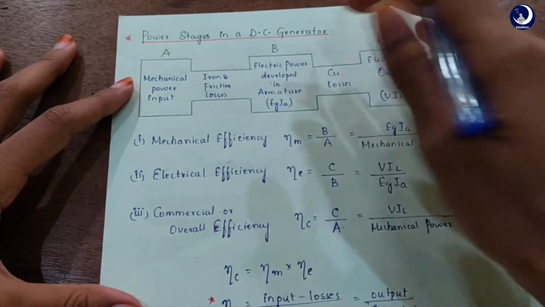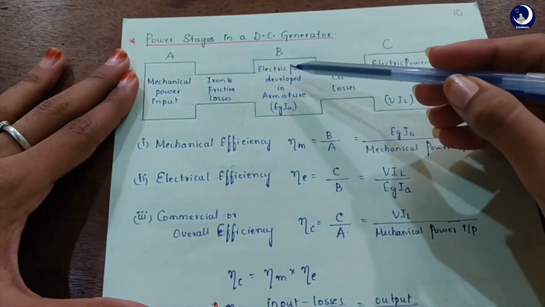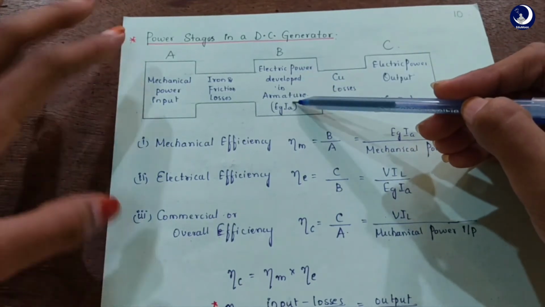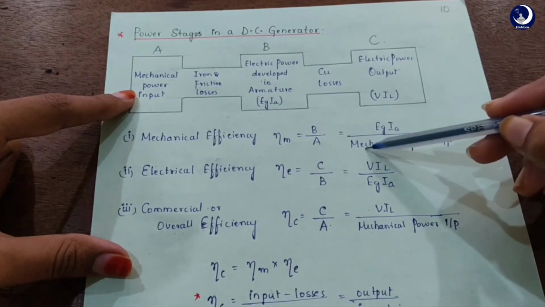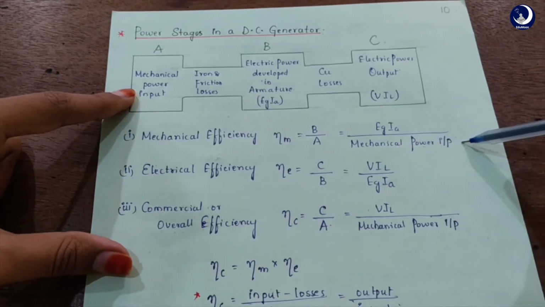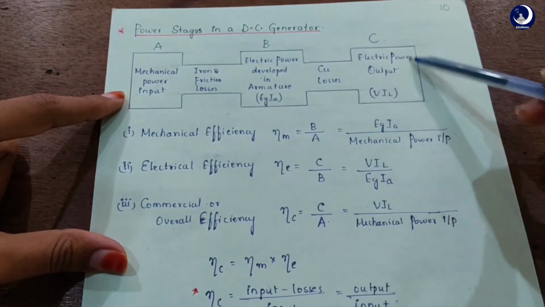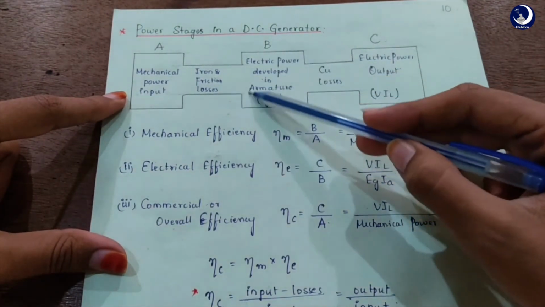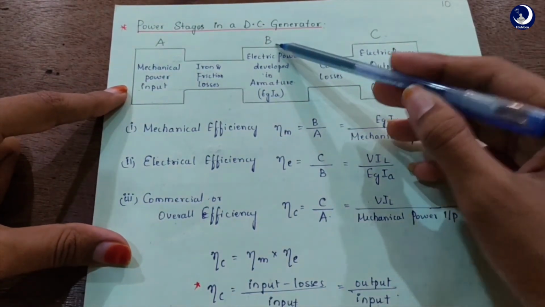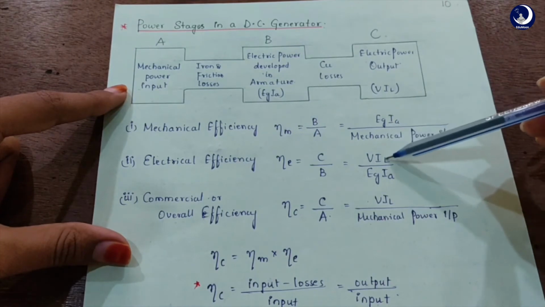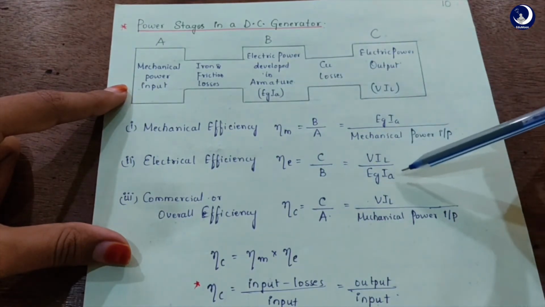That is the output by the input, so it is B by A. That is the electric power developed in the armature by the mechanical power input, EG IA by mechanical power input. Then the electrical efficiency is the electric power output by the electric power developed in the armature. So Ne is C by B, that is VIL by EG into IA.